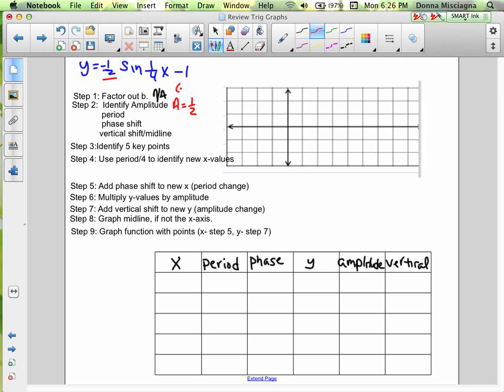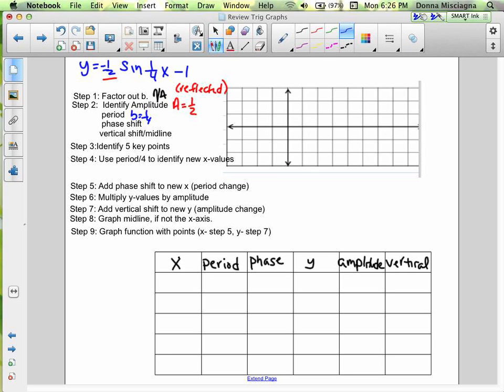I'm going to put it up here, I guess. And we're only dealing with reflections over the x-axis, right? So if it's in front, it's a reflection over the x-axis. All right, next you need to find the period. To find the period, we'll identify b. b is the coefficient in front of x, so b is 1/4.